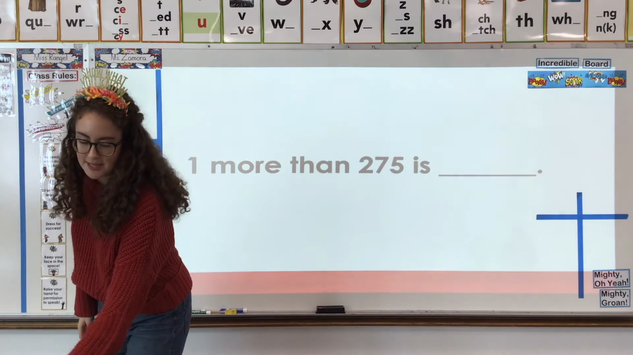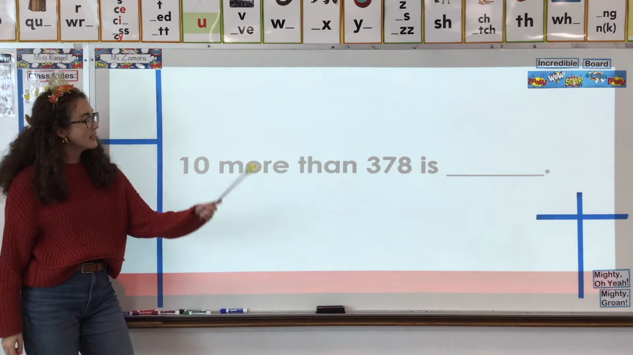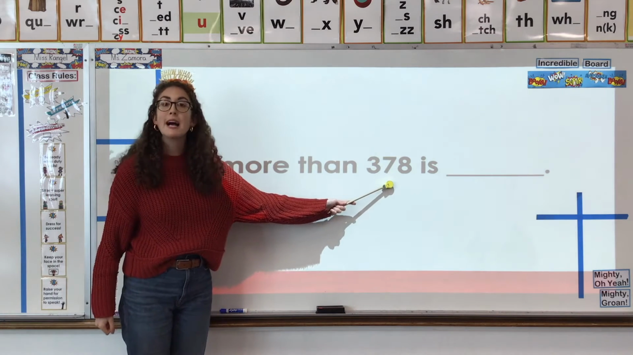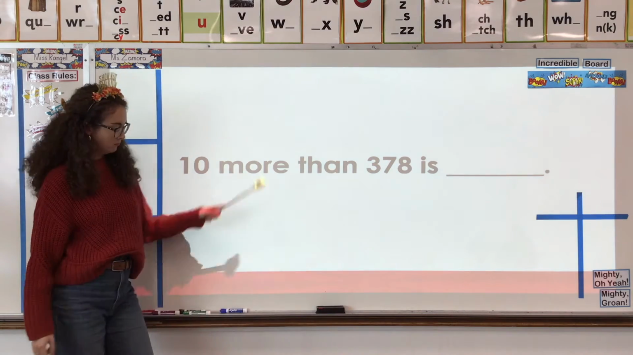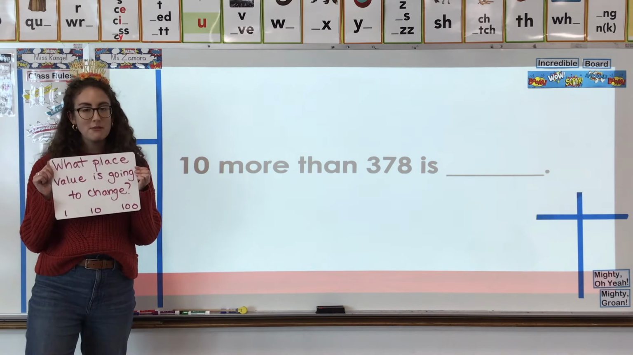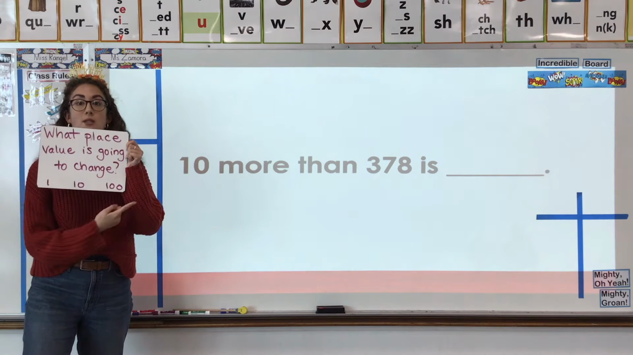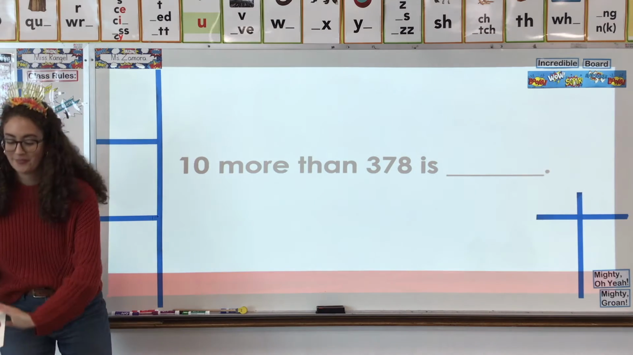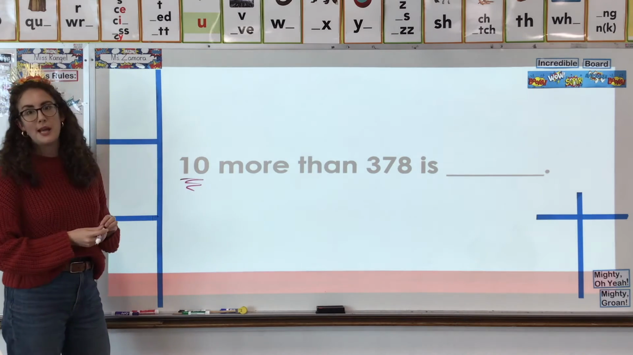Awesome. Okay, let's see. Can you read this with me, second grade? This says 10 more than 378 is blank. Okay, what are we going to do? What value is going to change? What place value? Ones, tens, or hundreds? What place value is changing? The tens place. It's showing us right here. The tens place is going to change.